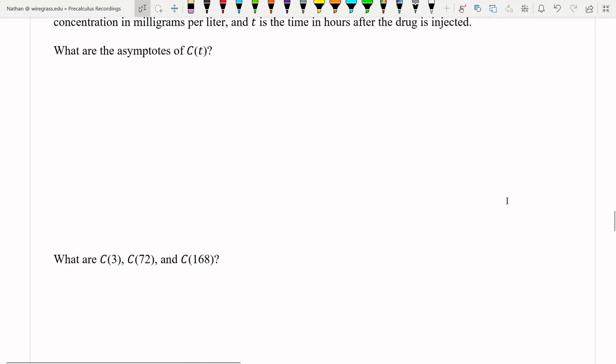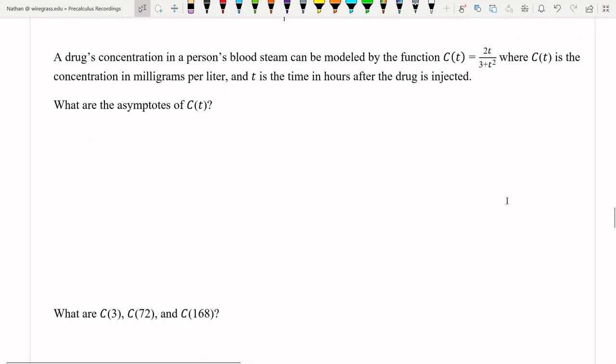Let's look at an application of this. A drug's concentration in a person's bloodstream can be modeled using this, and it's a rational function. So C of t is the concentration in milligrams per liter, and t, of course, is the time. It'll be in hours after the drug is injected. So what are the asymptotes?